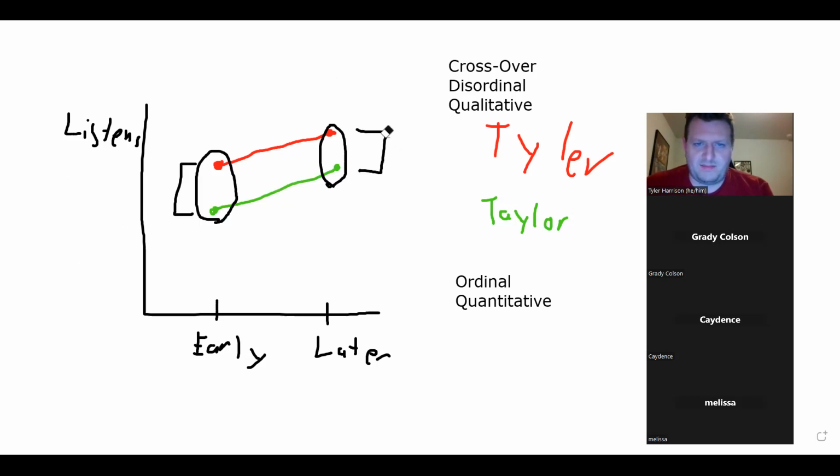Okay. So there's only an interaction when they cross, or there's a difference in magnitude? If there's a difference in magnitude, there's an interaction. They do not have to cross. If they cross, it's a crossover interaction. Okay. Thank you. No problem.